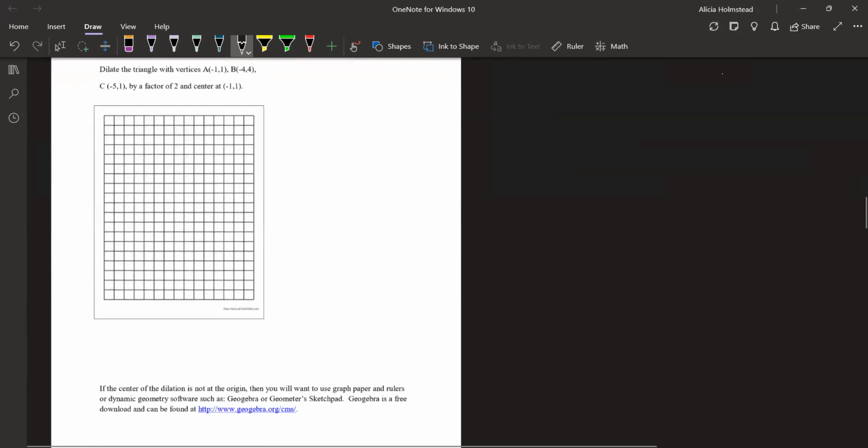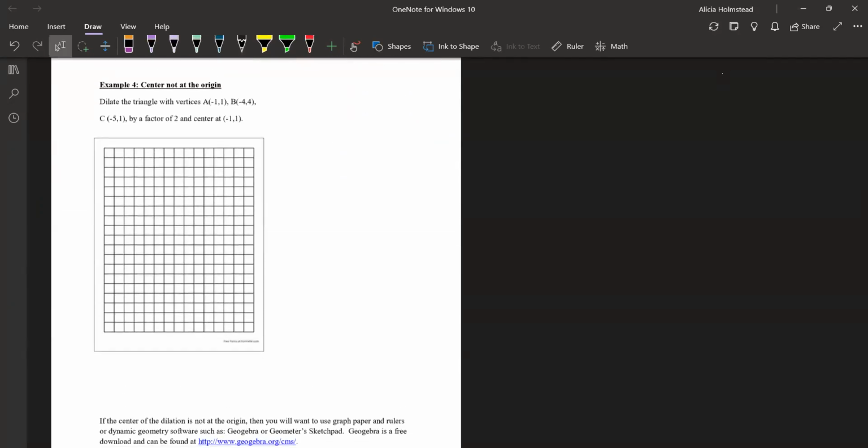So let's do one more example of this. This time we have a triangle. Our points: A is at negative 1, 1, B is at negative 4, 4, and C is at negative 5, 1. For this one, we're going to want our axes actually on the other side of the grid.